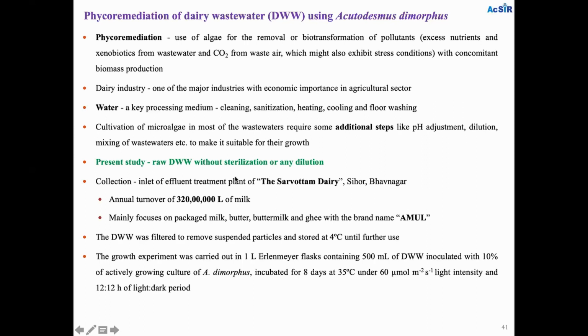So what we had done is we had just filtered to remove the suspended particles, and initially, before carrying out the experiment, we had stored this dairy wastewater at 4 degrees centigrade. And when we performed the experiment, we directly used that filtered dairy wastewater, and we performed the experiment for 8 days at 35 degrees centigrade.